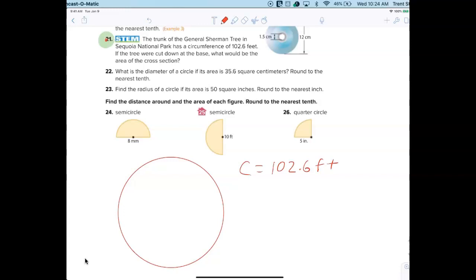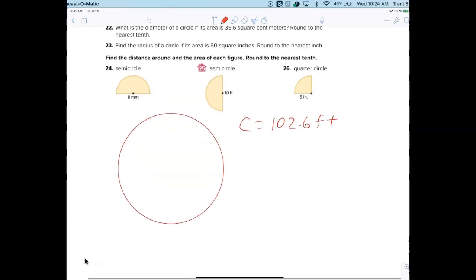102.6 feet. Now again, this is an excellent ERB question because you're trying to do something more than just plug numbers into a formula. We know the circumference, but what they actually want to know is the surface area, which just means the area of that cross section. The cross section just happens to be a what? A circle. So in order to find that circle, I need to find the what first?